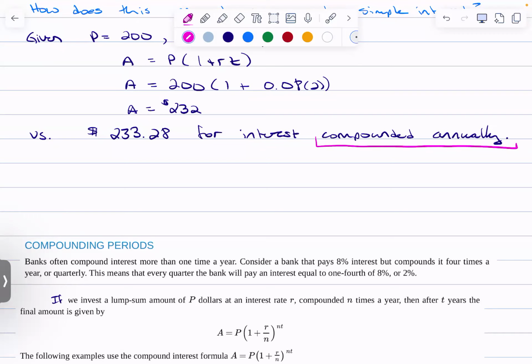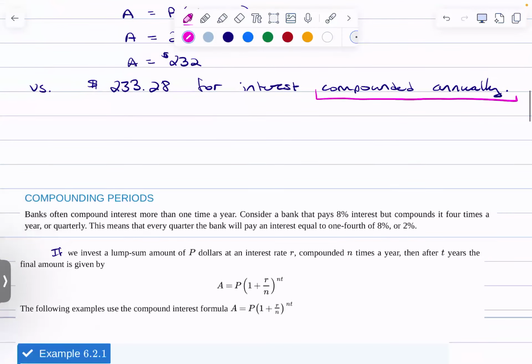And so we're going to talk about compounding periods or compounding frequencies. Okay. And so this compounded annually is how frequently we combine interest earned, right, with our principal amount. We combine interest earned with the principal amount.